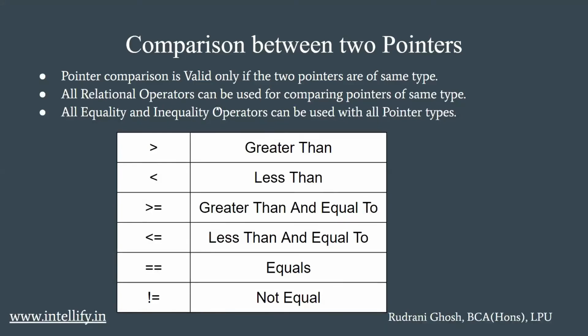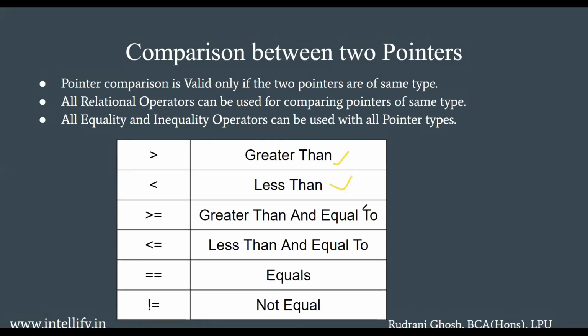All relational operators can be used for comparing pointers of the same type. So we know what the relational operators are: greater than, less than, greater than equal to, less than equal to, double equals, and not equal. This is the basic fundamentals of computers. So everyone knows what relational operators are. We can use all the relational operators with pointers for comparison.